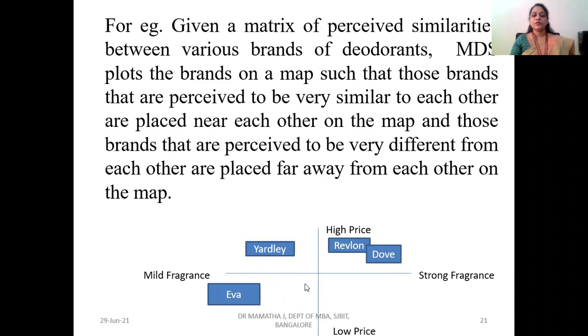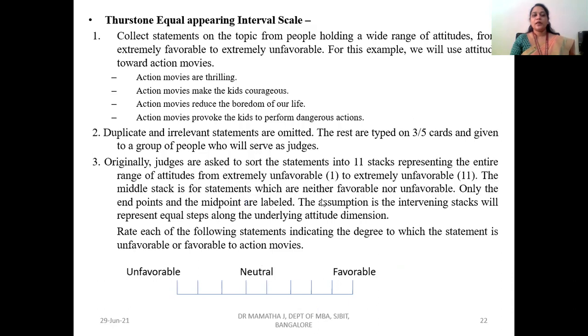So this gives a visual map. Okay, when it is mapped, it gives you a visual analysis. Okay, and this is the most complex and advanced scale of measurement. So this is about MDS. And the next one is the Thurston equal appearing interval scale.